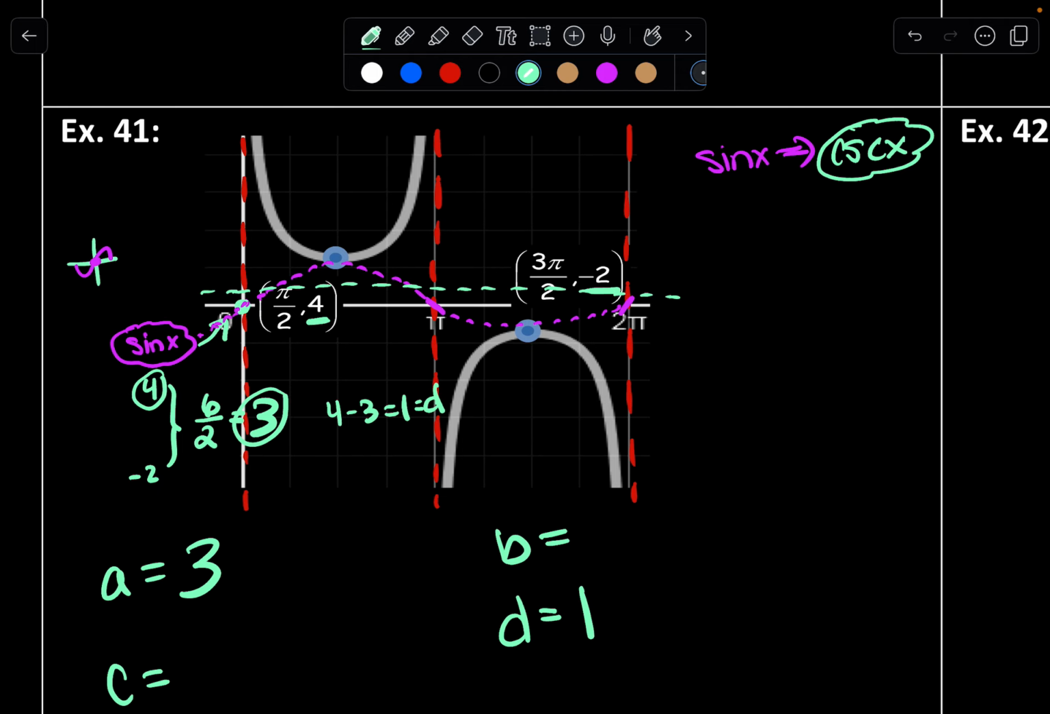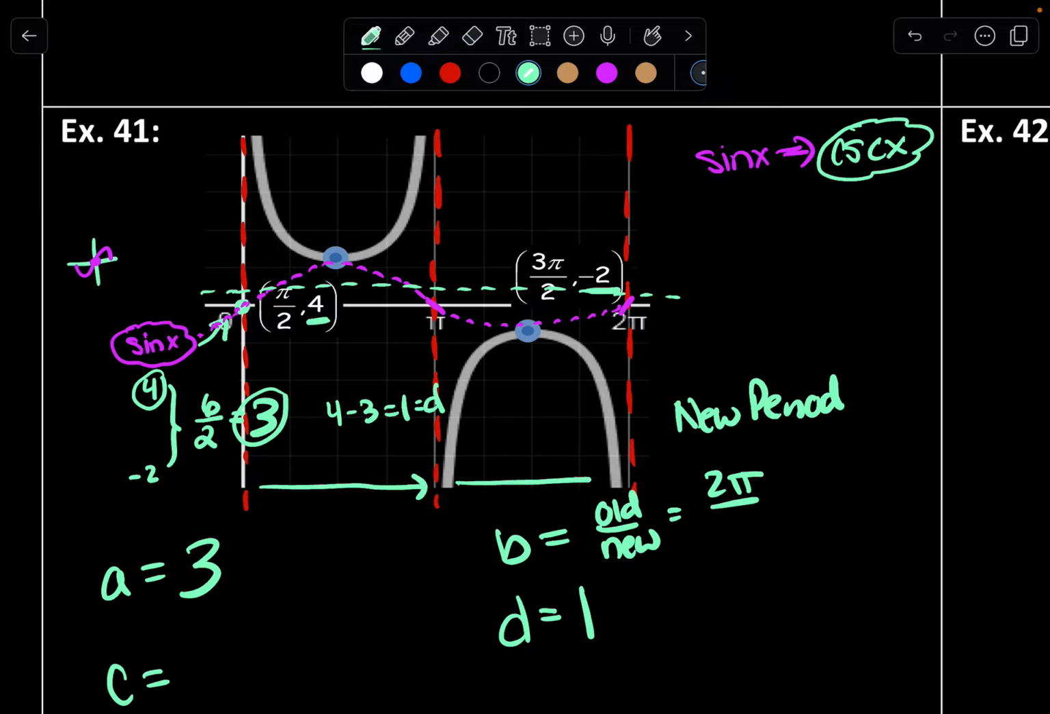For the B value, we need the new period again. The old period for cosecant is the same as sine, which is going to be 2 pi. And for the new period, we know that we need 3 vertical asymptotes for cosecant. That's how we sketched it before. So I'm going to start at the y-axis. I see 1, 2, and 3. With these 3 vertical asymptotes, I can see that we're starting at 0 and going to 2 pi. So this is nice. That means there's no change to the period, because the new period is also 2 pi, which means B is equal to 1.